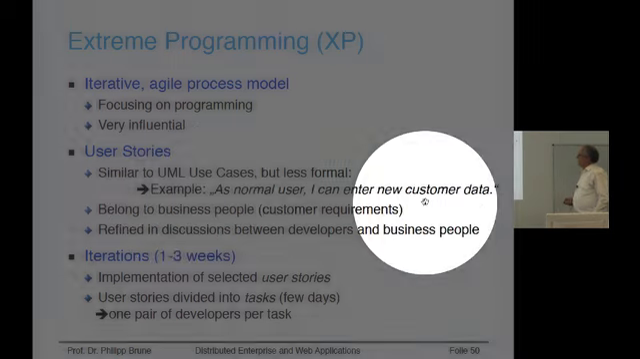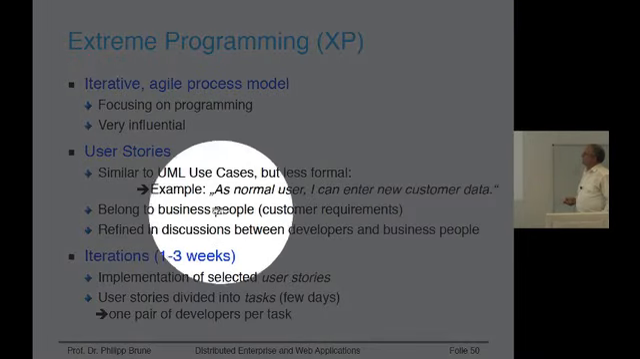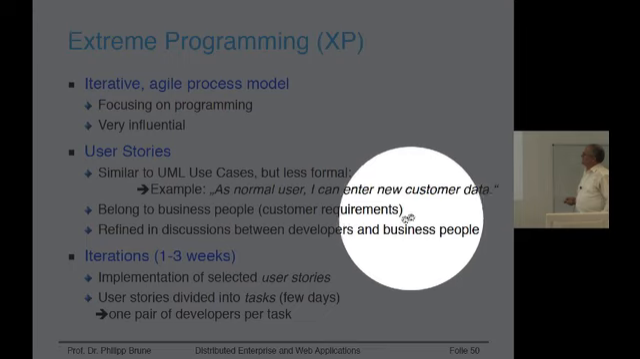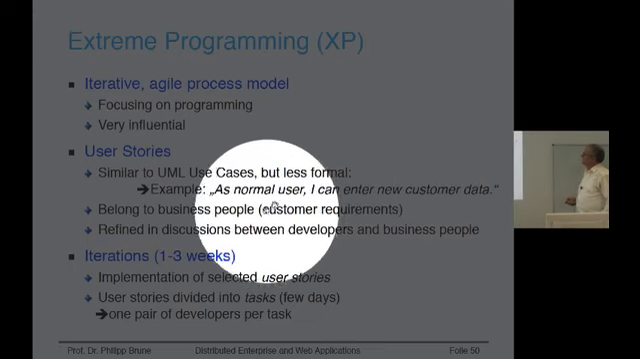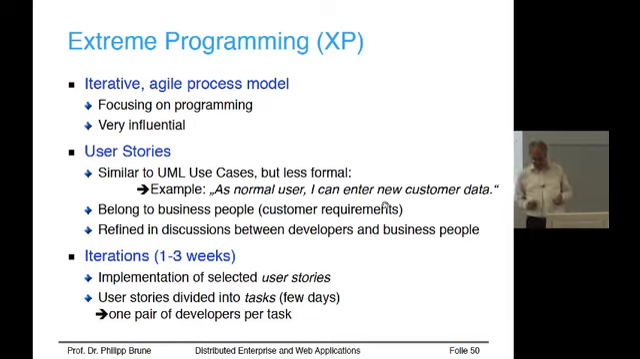The idea is that the ownership of these stories is by the business people. So they have the right to change them, to add news, and so on. So they are more or less describing customer requirements. Of course, this sentence is not complete, and it does not allow to implement that. If you read the sentence now, as a developer, you would say, okay, what is customer data? So there's some information missing. What belongs to the customer data?